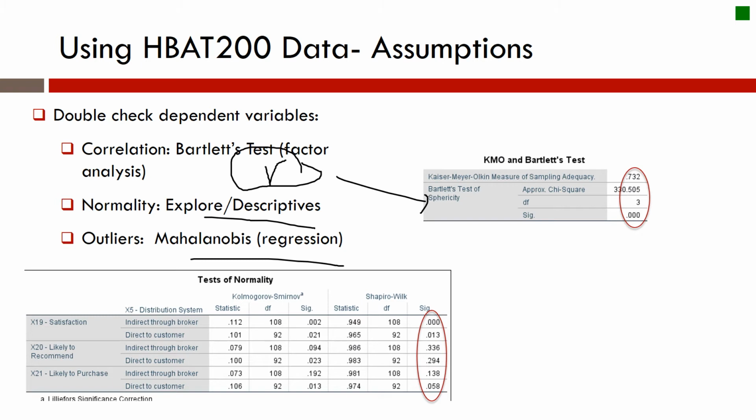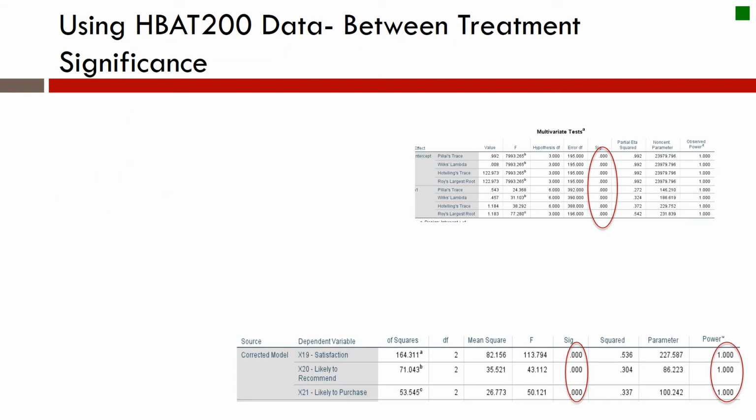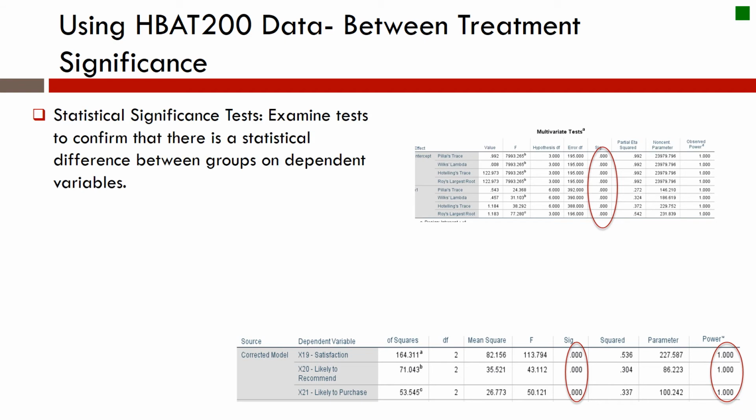So again, those are your regular types of data assumptions that we're going to look at oftentimes with multivariate analysis anyways. You've probably done a lot of this already, just getting to know the data, but with the HBAT data, you can run this through the textbook. You can use this data as a practice tool for this analysis.